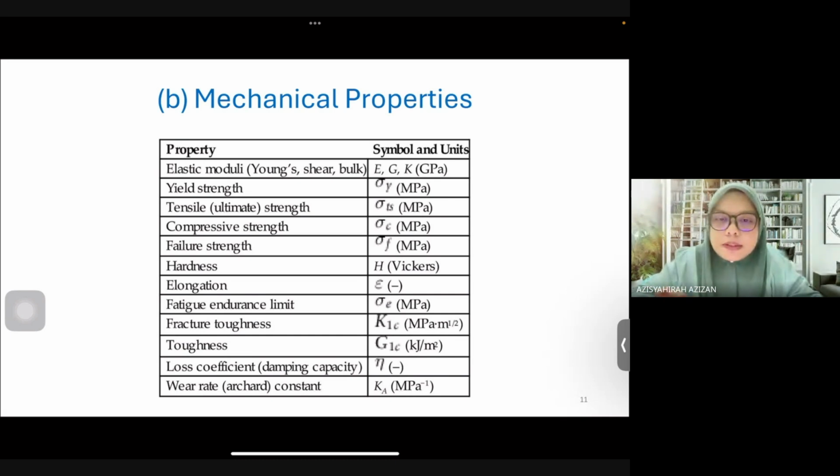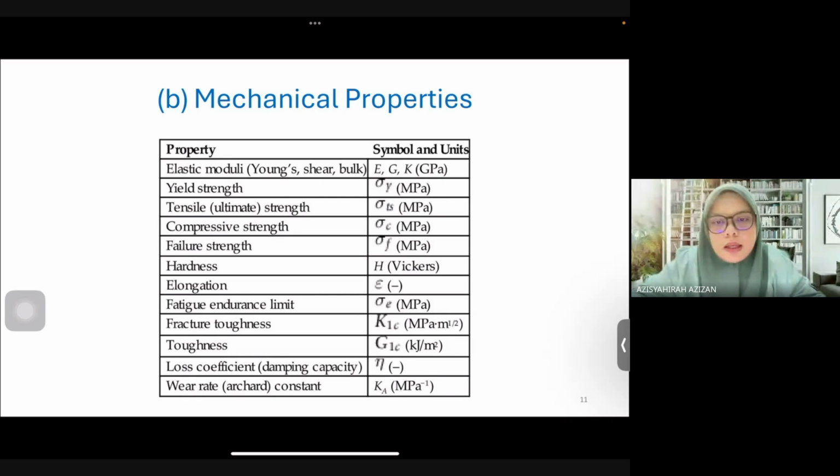In simple terms, these properties describe how strong, how tough, and how flexible the material is. When you push the material, or pull, or bend, or even squeeze it, you have those characteristics. So why do we need to know these mechanical properties? Because we want to understand how the material will behave when we use it to build something.